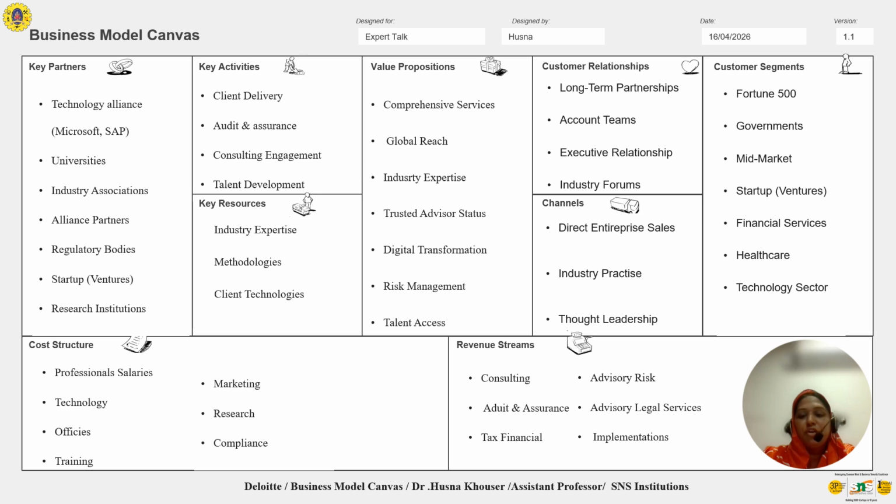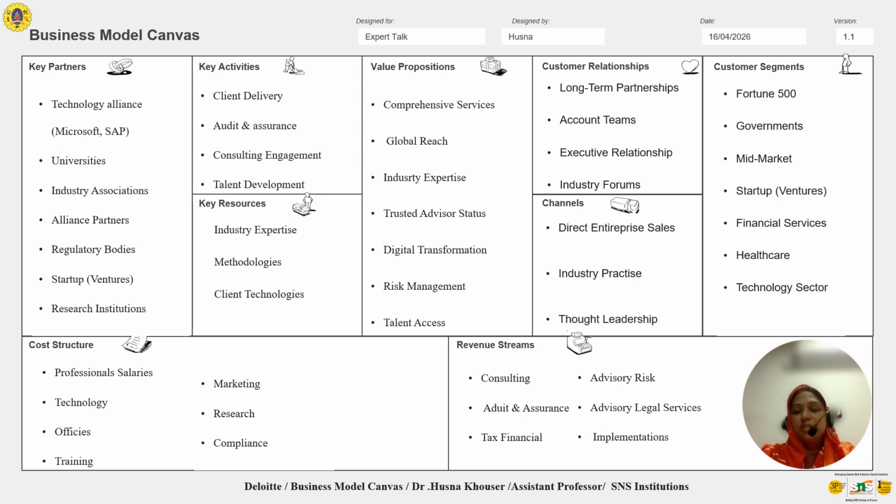For example, for your IoT lab or the student innovation ecosystem, the key activities are like training students, conducting competitions, hackathons, and product development. And the key resources are like lab infrastructure, mentors, embedded systems kits. Activities is what you do, and resources is what you use. So this is the thing.